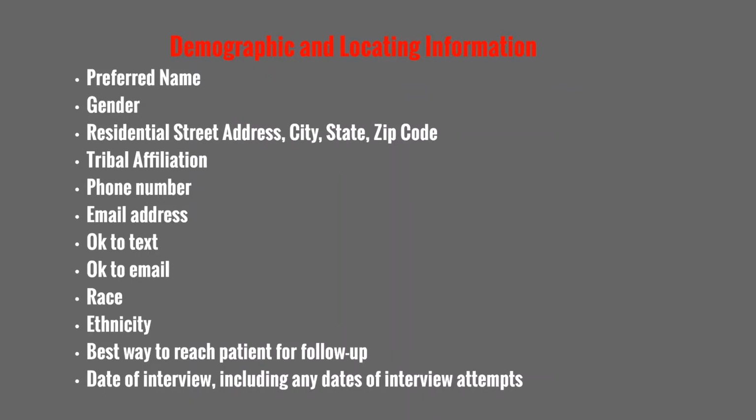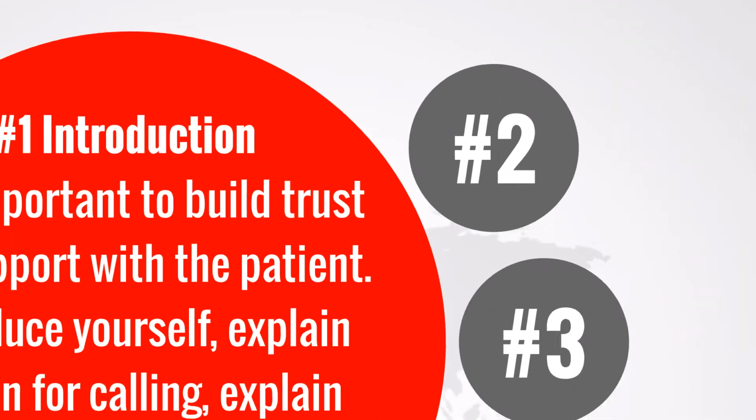here are some examples of the demographic or locating information you might get from the case. Their preferred name, their gender, phone number, email address. Do they like to be texted? Do they like to be emailed? All this good stuff. And most likely, whatever jurisdiction you work for, they're developing a lot of technology tools or apps right now to assist in this process where you are going to be entering this data into a technological system.